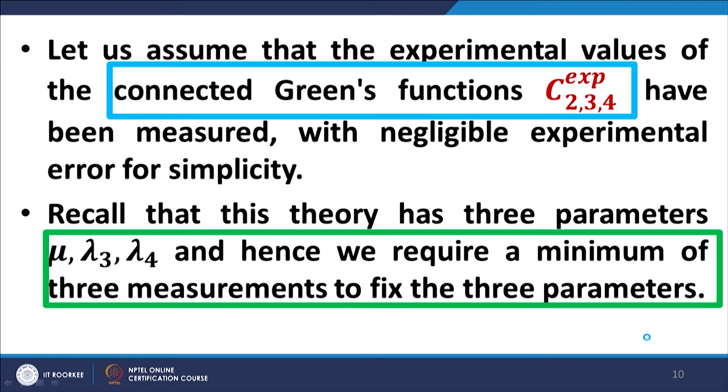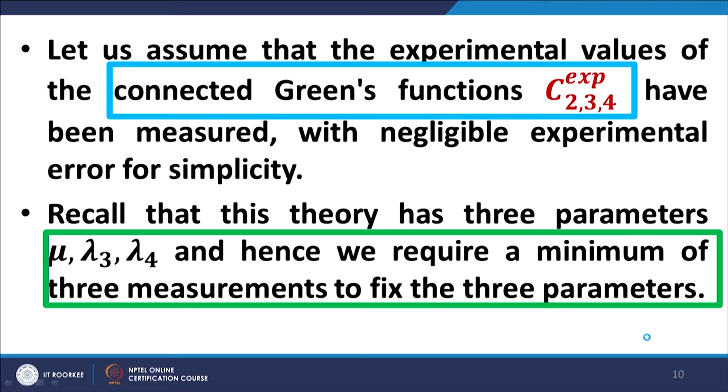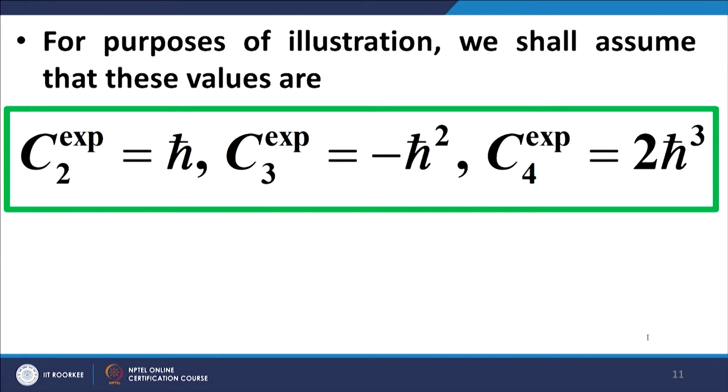Now, we assume that experiments were carried out, scattering experiments were carried out, and connected green functions C2, C3 and C4 experimental were measured and obtained, and these experimental values were used for calculating mu, lambda 3 and lambda 4 at the first level of perturbation, at the one loop level of perturbation, and let us assume that we get the experimental values as C2 as h bar, C3 as minus h square, and C4 as 2 h cube.